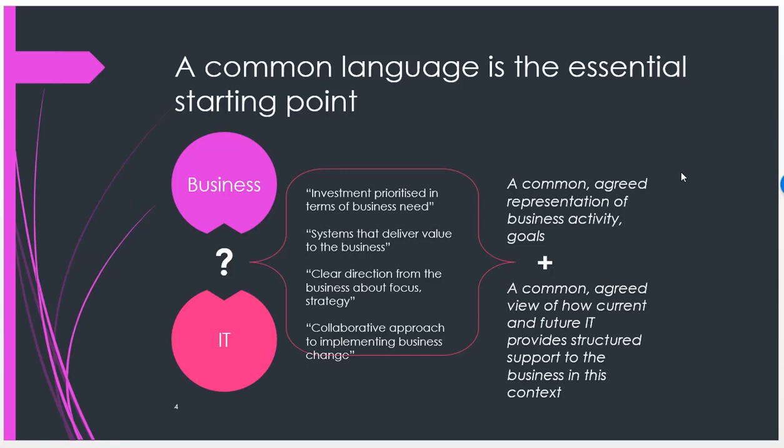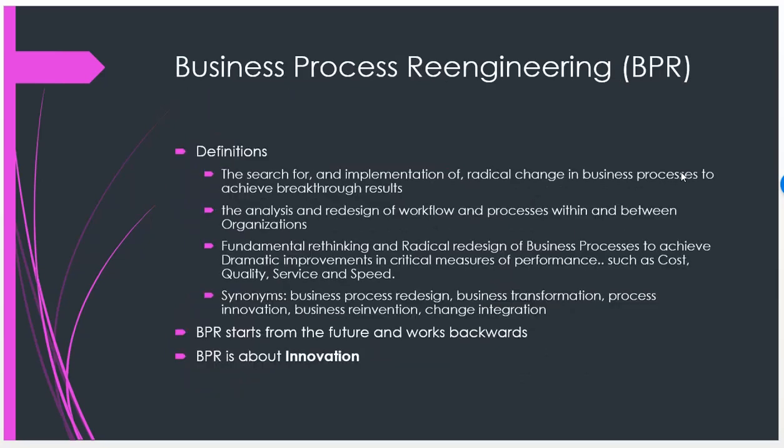Now let's move to business process reengineering. So business process reengineering is basically looking at coming up with new processes, or getting rid of old processes and coming up with new ones, or improving the processes that are already there. So some of the definitions of business process reengineering include search for and implementation of radical change in business processes to achieve breakthrough results. So some of the reasons why we'd have to do a reengineering of our processes is because we need to make some big changes to achieve big results as well.